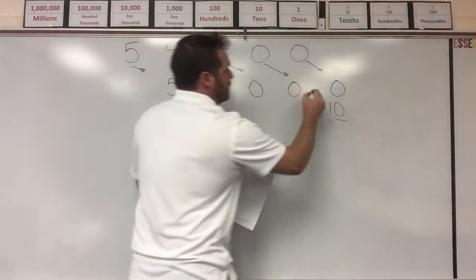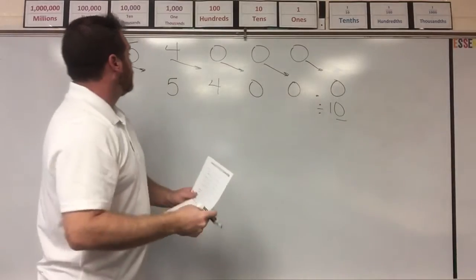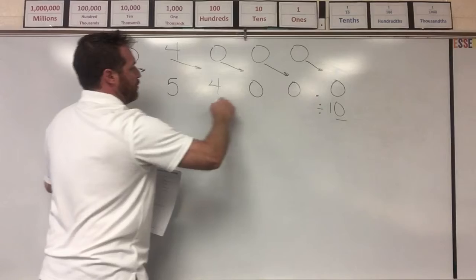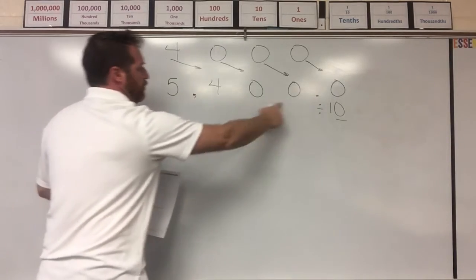Don't forget your decimal point to show that place value. So 54,000 divided by 10 equals 1, 2, 3, comma, 5,400.